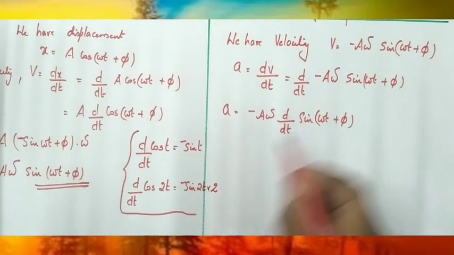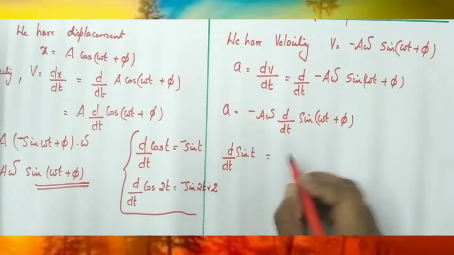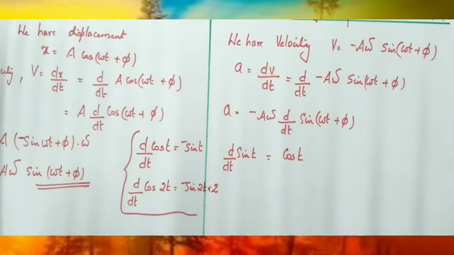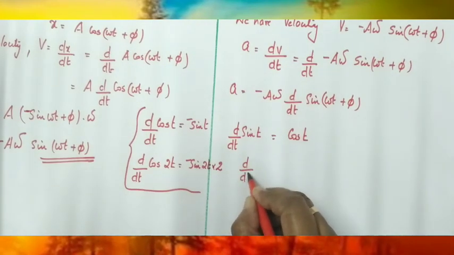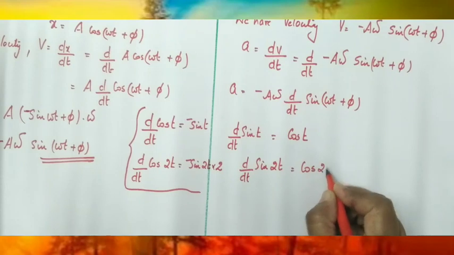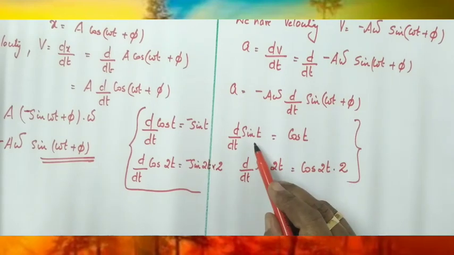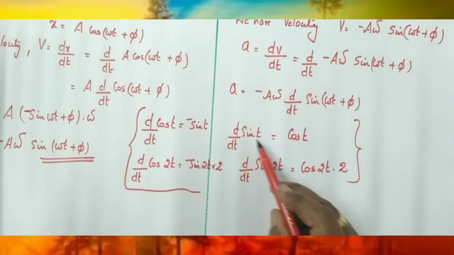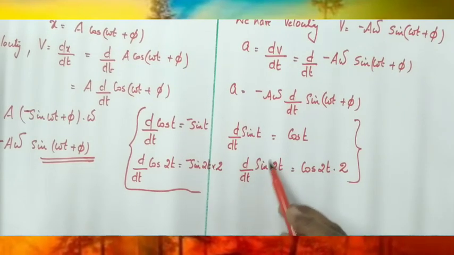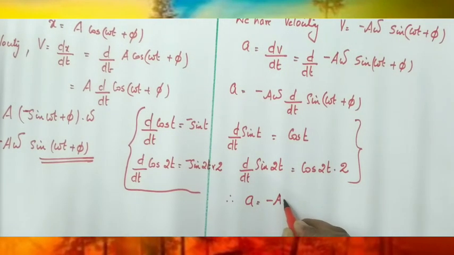Now we have the formula for differentiating the sine function. We have d by dt of sin t. D by dt of sin t is cos t, and one more, d by dt of sin any constant, let the constant be 2. Sin 2t gives cos 2t into that constant 2. So these are the two formulas for differentiating a sine function. D by dt of sin t is cos t, and d by dt of sin 2t is cos 2t into the coefficient 2. So using that formula, a can be written as minus a omega.